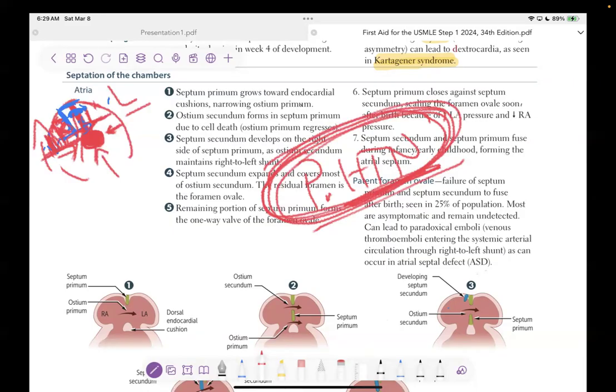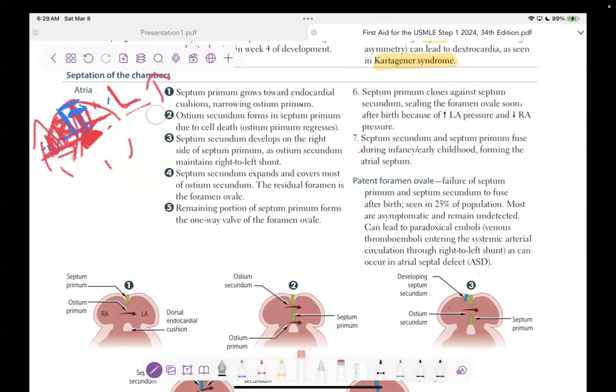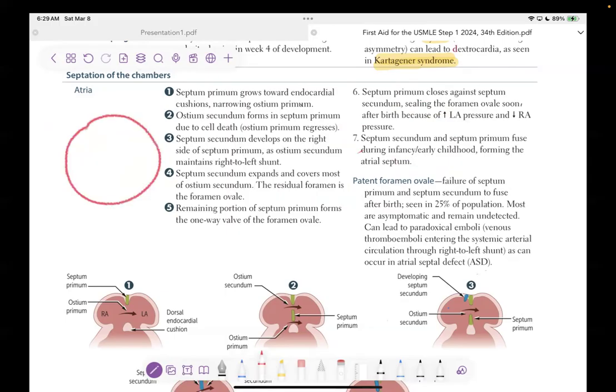Right atrium also has decreased pressure, and left atrium pressure increases, right? Does it make sense now? Why does left atrium pressure increase? The left atrium pressure doesn't increase.